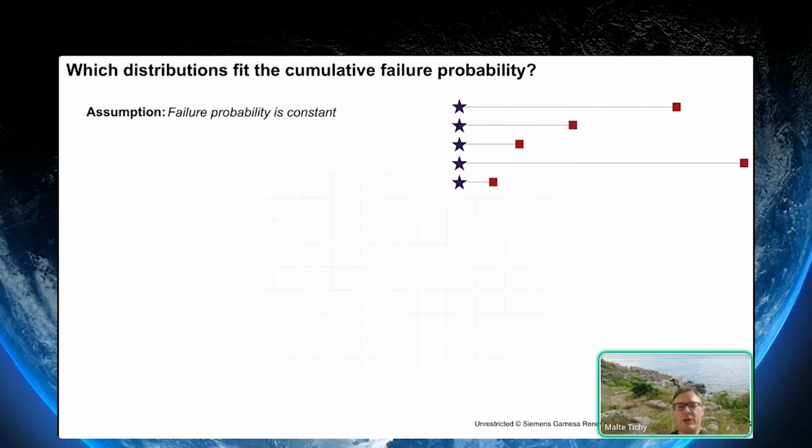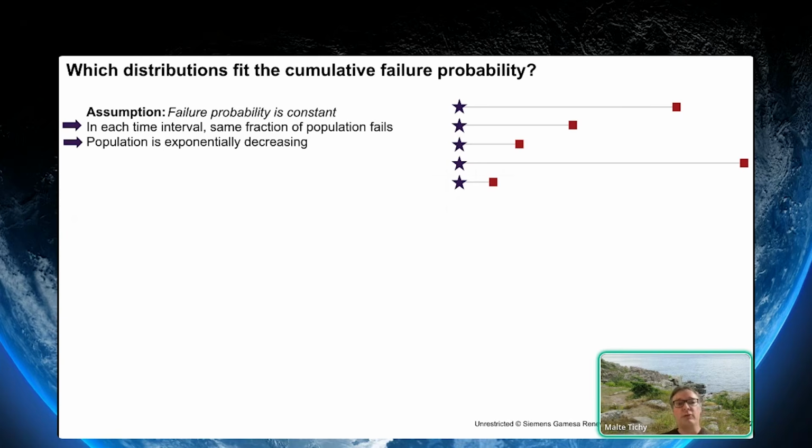So now we know how to describe the data set, and the question arises, what is a good distribution to describe this relationship, or to describe the functional form that the empirical data takes. The simplest assumption that we can make is that the failure probability is constant and independent of anything that you can think of. That would mean that in each time interval, the same fraction of the population will fail, so the population would be exponentially decreasing.